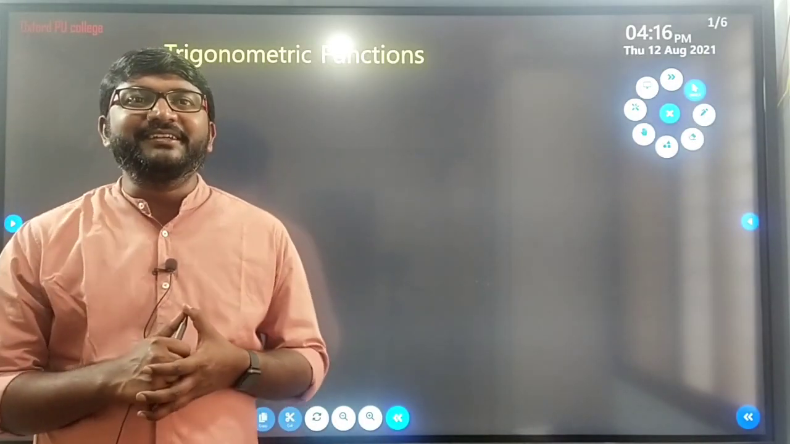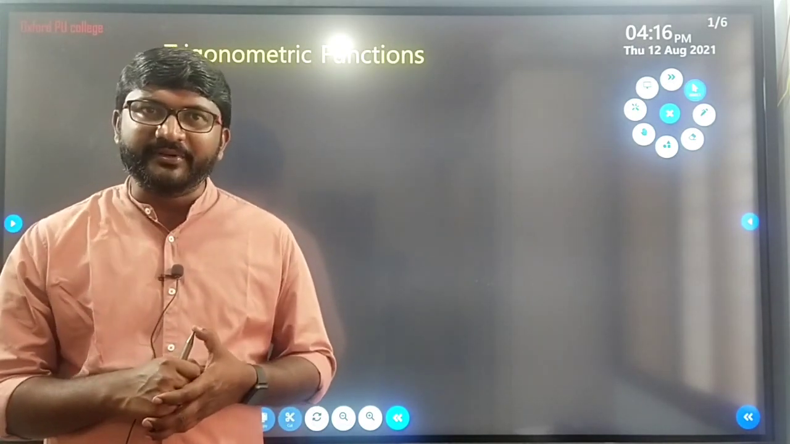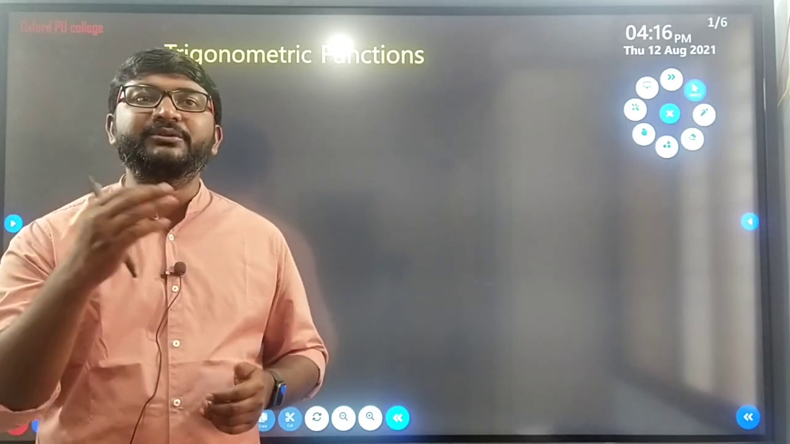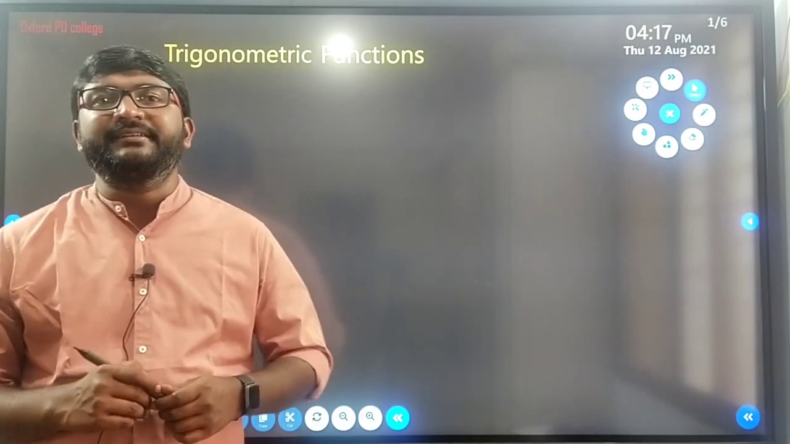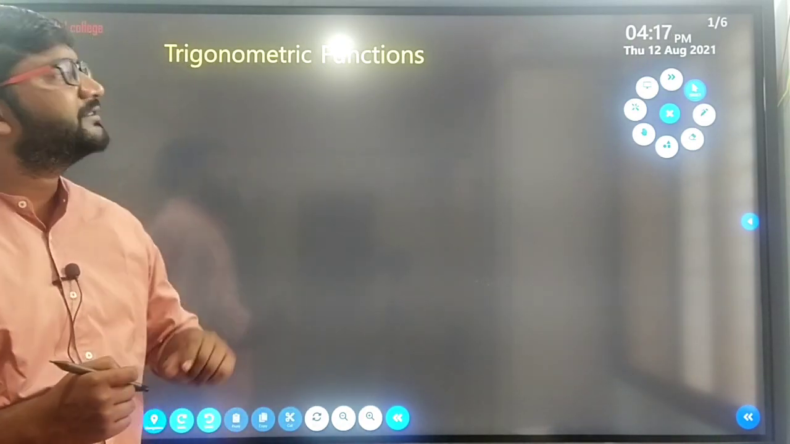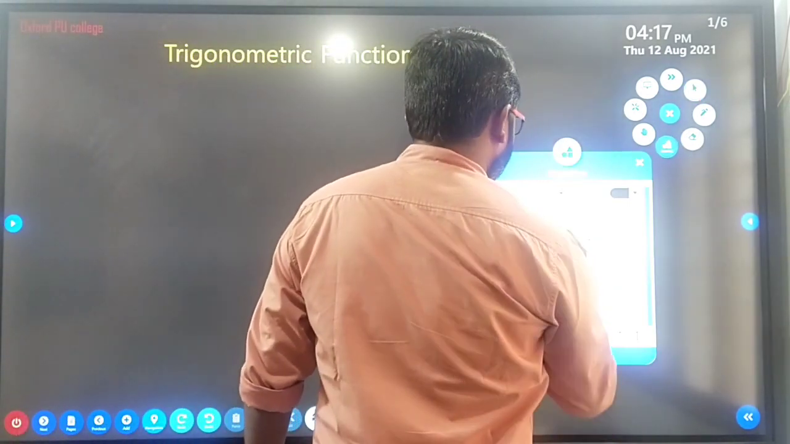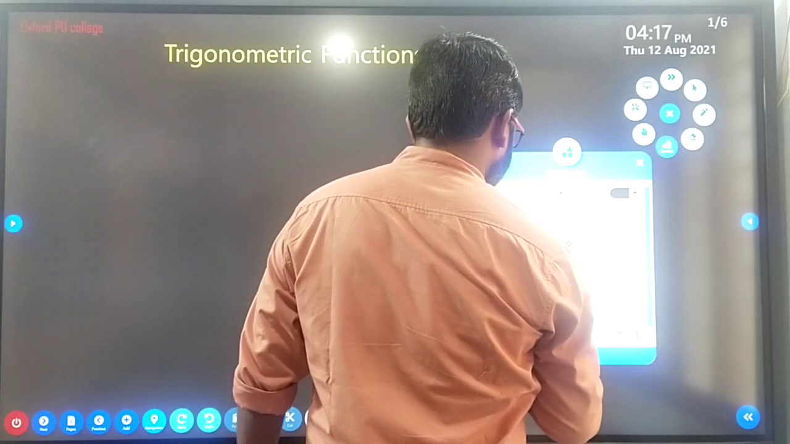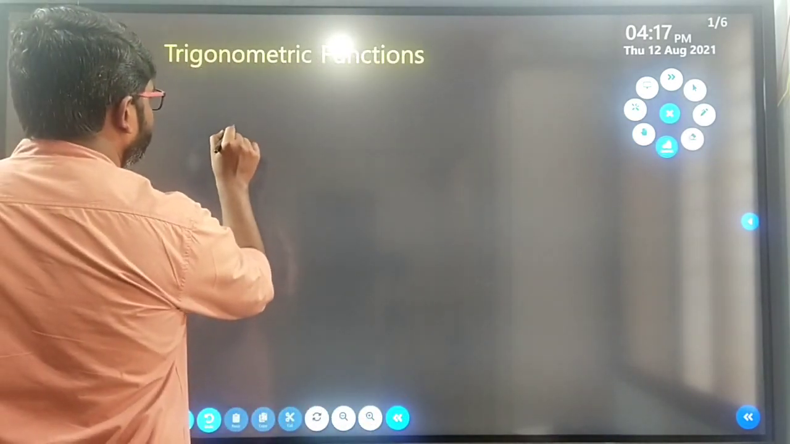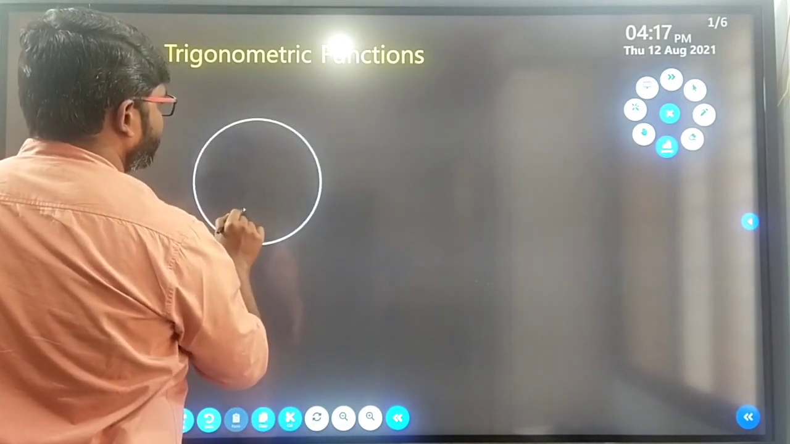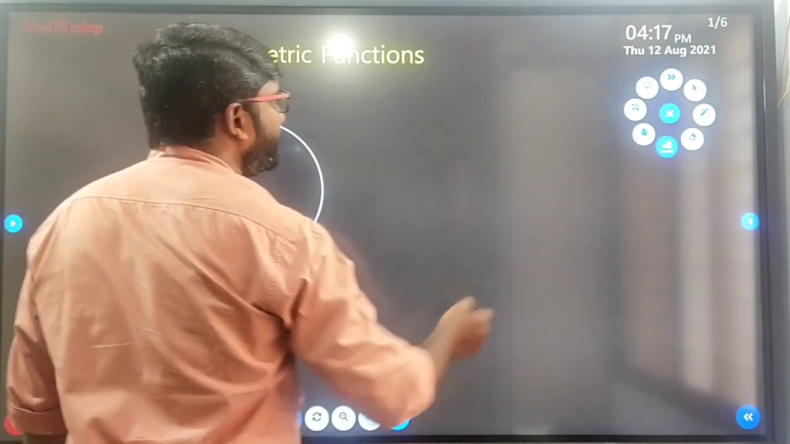The next concept is trigonometric functions. In 10th standard you have studied trigonometric ratios for acute angles. Now we are going to extend that to trigonometric functions for any angle. Here the angle will be in radians. To understand this concept, I will be considering a unit circle. A unit circle means a circle whose radius is 1 unit.